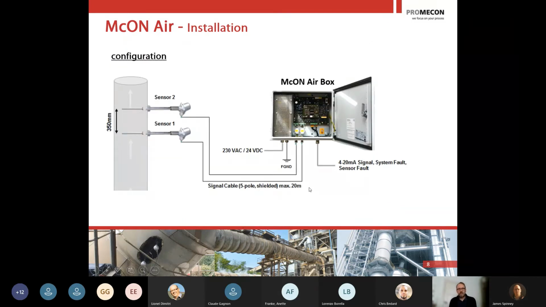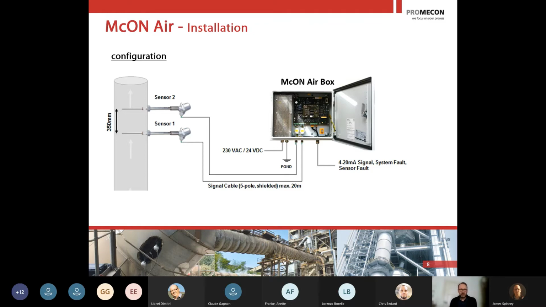When we look at the installation, we have this scheme here with a Mechon Air box, which on one side needs a power supply. This could be 230 AC or 24 volts DC. We need a functional ground, guaranteeing that the sensors and the Mechon Air box are on the same ground for the correct evaluation of the electrostatic pattern we receive from the sensors.